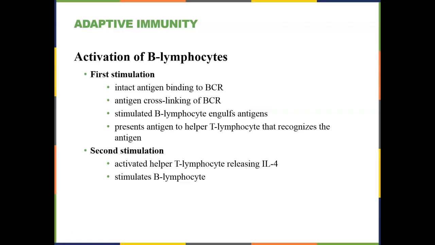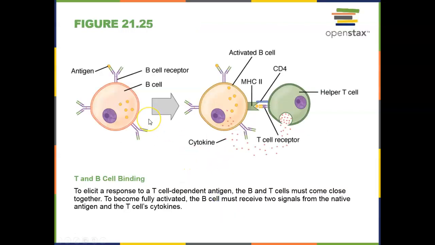Once they've done that, they can present that antigen on the surface of their cell with an MHC class 2 protein. And then they can get co-stimulated by the helper T cells. When the helper T cells bind, they release interleukin 4, which stimulates B cell activation. When B cells get activated, they produce plasma cells. When T cells get activated, they produce the cytotoxic T cells.